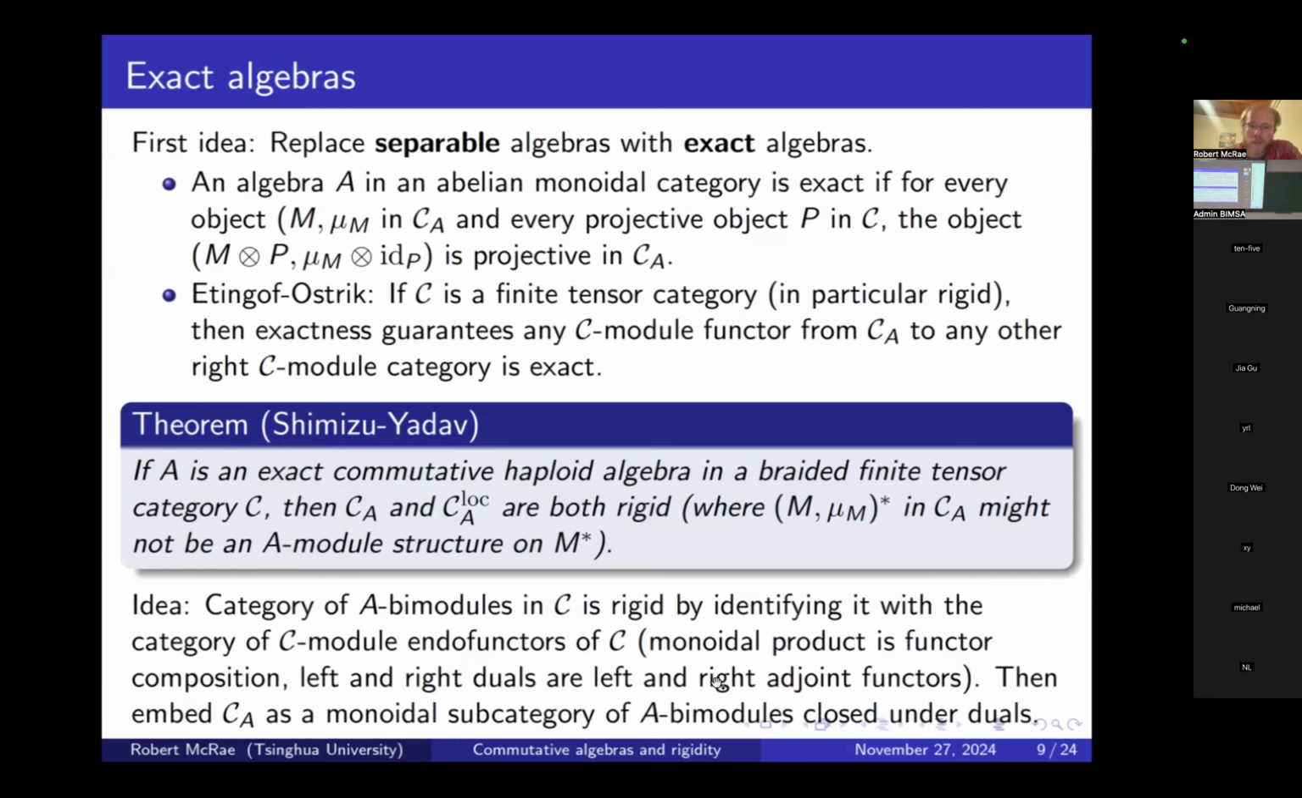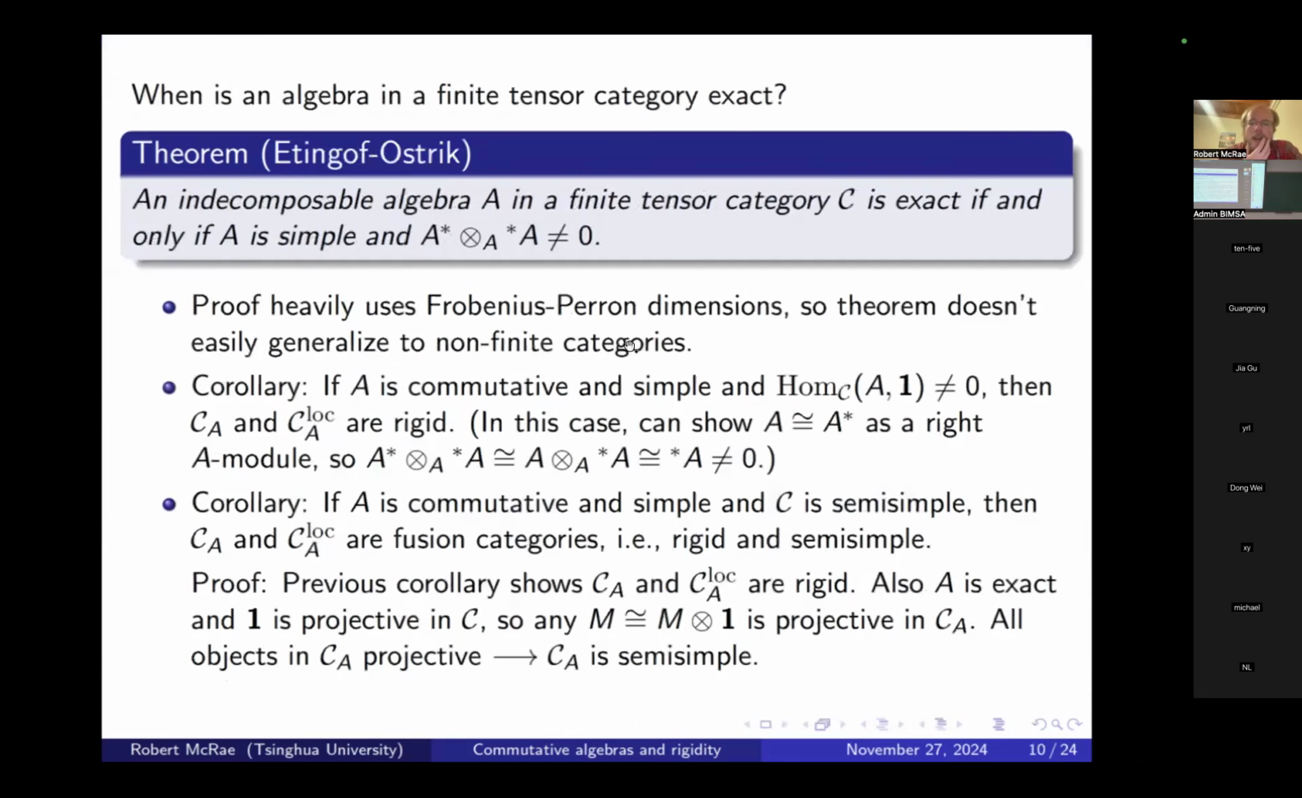So that's a good start to this rigidity problem, but we need to know how we can tell whether an algebra is exact. Fortunately, there's a very nice result of Etingof and Ostrik, which says that if you have an indecomposable algebra in a finite tensor category, then it's going to be exact if and only if A is simple, and this funny sort of tensor product of the left and right duals of A tensored over A should be a non-zero object. So actually, you don't really need A to be commutative in this case, and you don't need C to be braided.